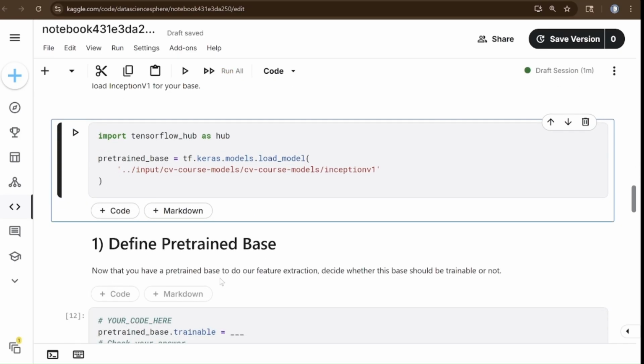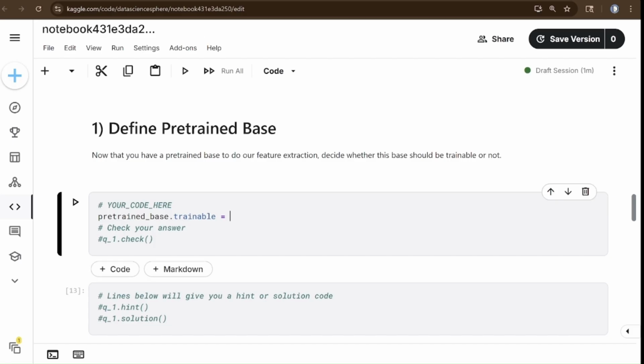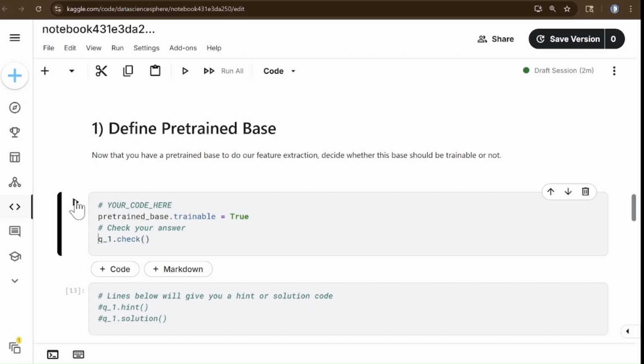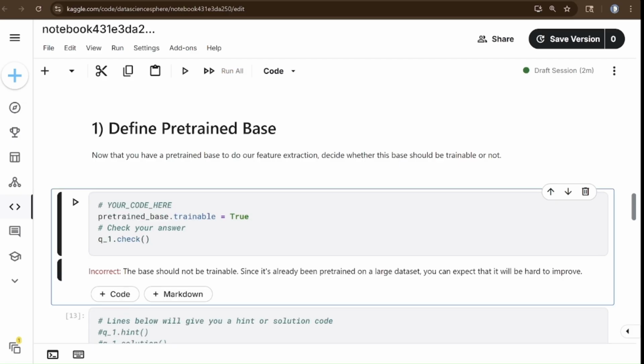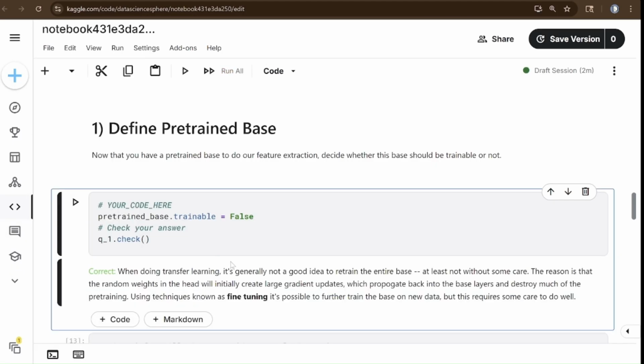Now that you have a pre-trained base, to do our feature extraction, decide whether this base should be trainable or not. You just have to check that this is already pre-trained, but can I retrain it or not? So if I give, let's say, true, that means I want to retrain it. Now see what is the output. What happened? See, incorrect. The base should not be trainable. Since it's already been pre-trained on a large dataset, you can expect that it will be hard to improve. Exactly. So that means I cannot train it because it is already trained on a large dataset.